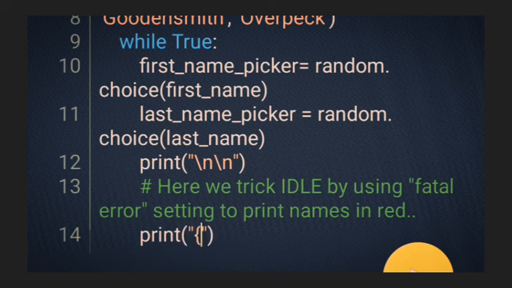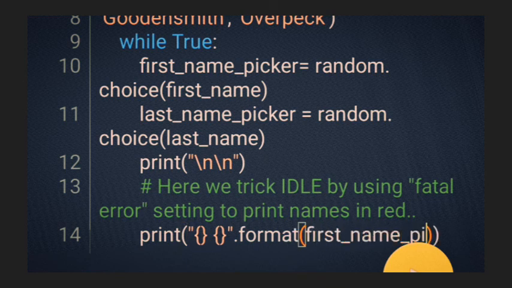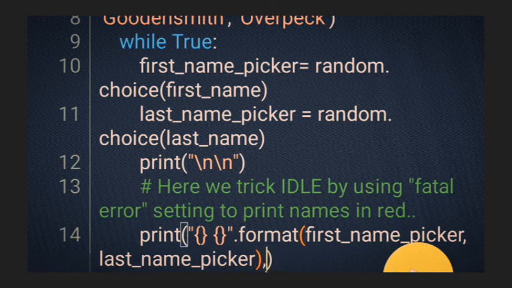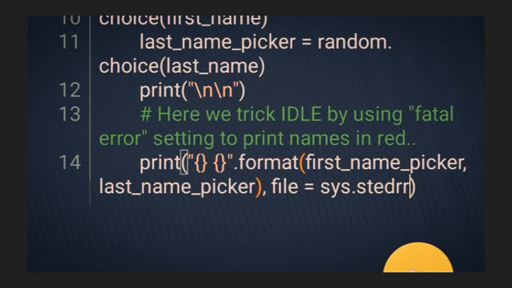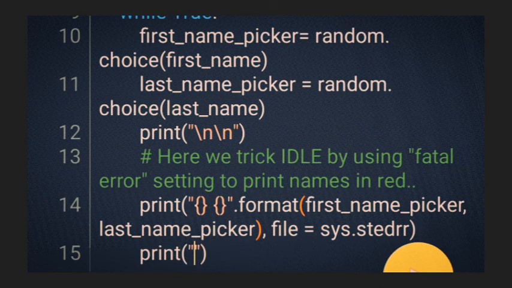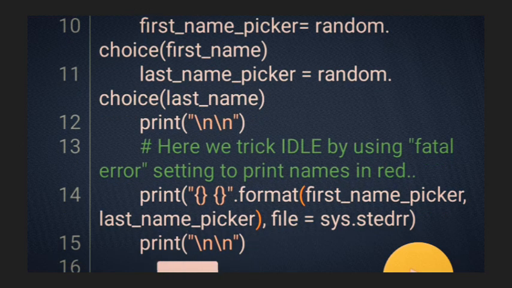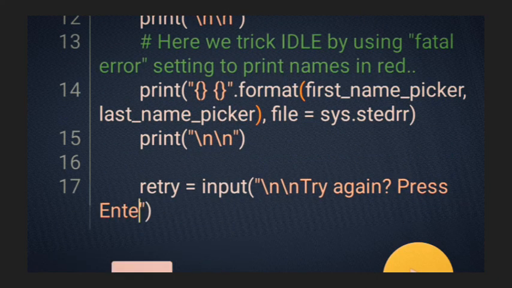Okay, so we then also try to format how the code will be printed out by using a print and a string input dot format. Let's say first name picker, last name picker. Let's say file will be equal to sys dot, try to print out error. But I made a mistake there. It's not std. It should be stderr for the error message. Then we print out some blank line spaces.